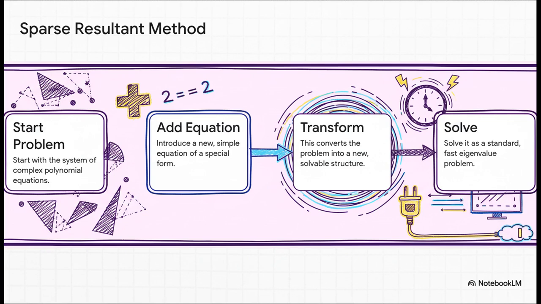Researchers found that if you take your original really tough problem and you just add one more special, simple equation to the mix, it completely changes the structure of the problem. It morphs it into something called a standard eigenvalue problem, which is just a fancy way of saying it turns into a math puzzle that computers are incredibly good and fast at solving. It's like finding a universal adapter for a plug that just would not fit before.